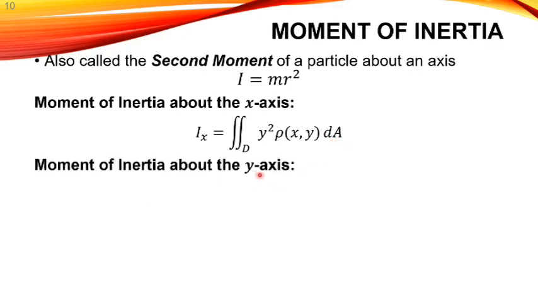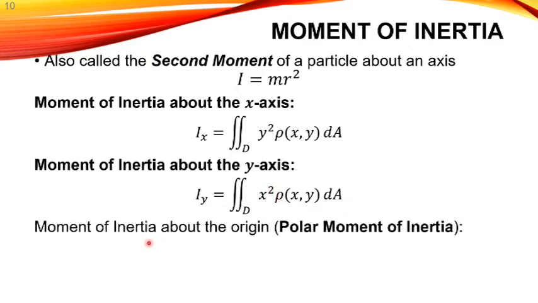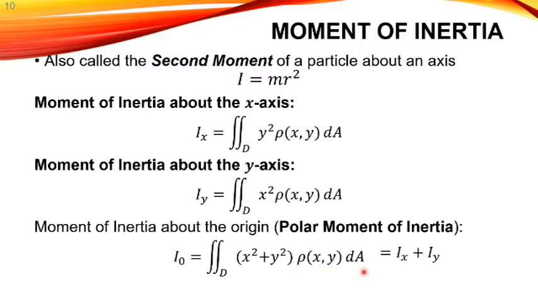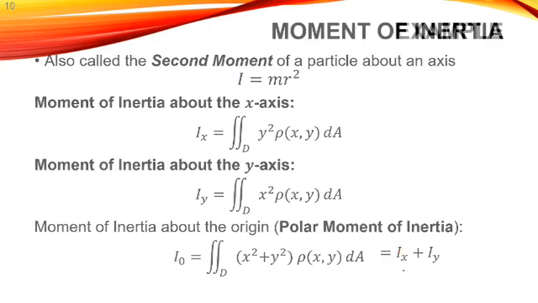And the moment of inertia about the y-axis, we just change the variables. We have I sub y is equal to the double integral of x squared times the density function dA. Then the moment of inertia about the origin, or what we call the polar moment of inertia, I sub 0, is equal to the double integral of x squared plus y squared, which is equal to r squared, or the distance from the origin, times the density function dA, which is equal to the sum of the moments of inertia about the axes.